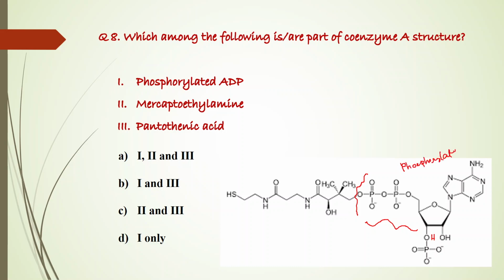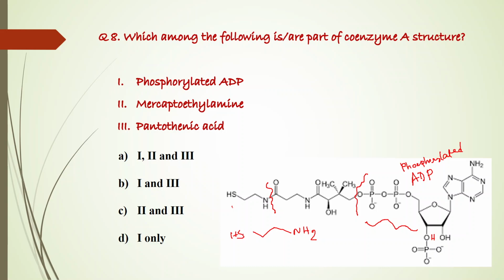So this is our phosphorylated ADP, which is a part of coenzyme A. Now let us look at the other parts. What is this? If you cut down here, what will you end up with? A molecule that is this. What will be the name of this? This is basically your mercaptoethylamine.